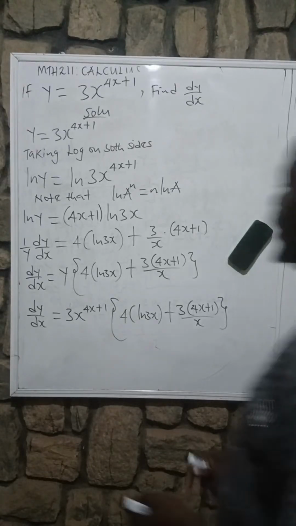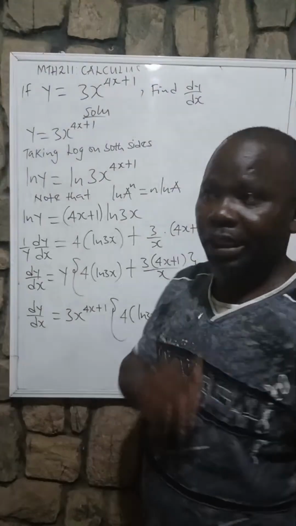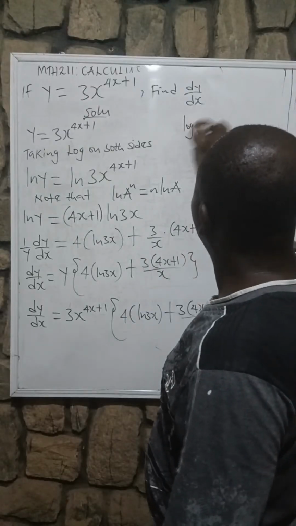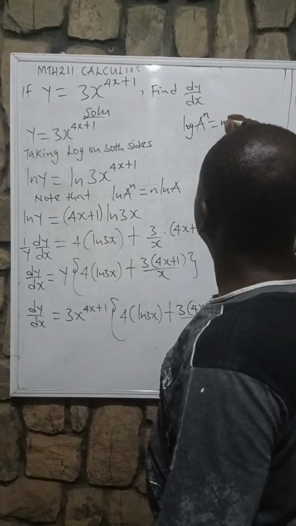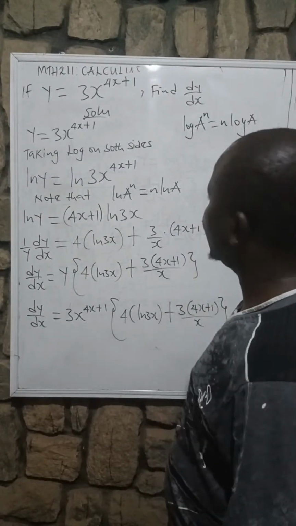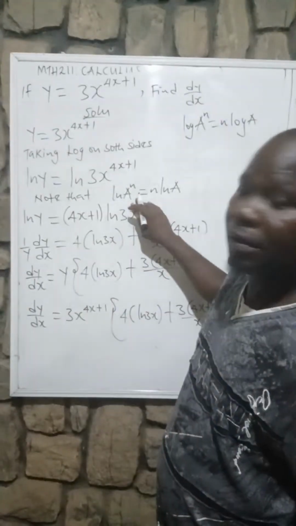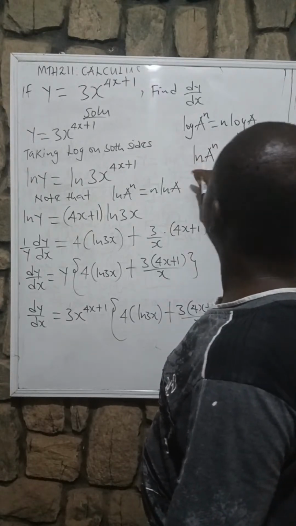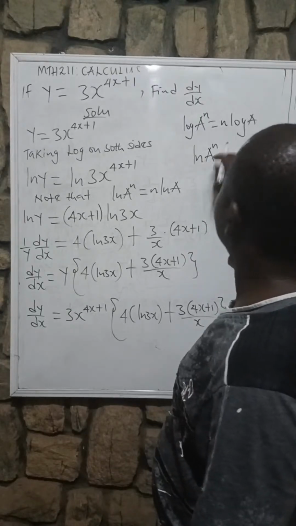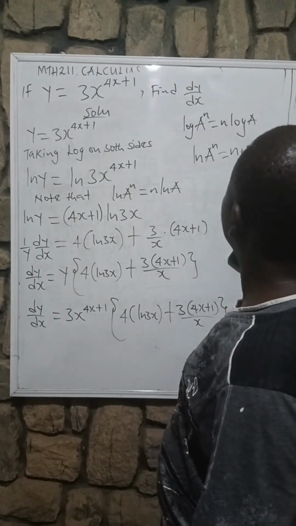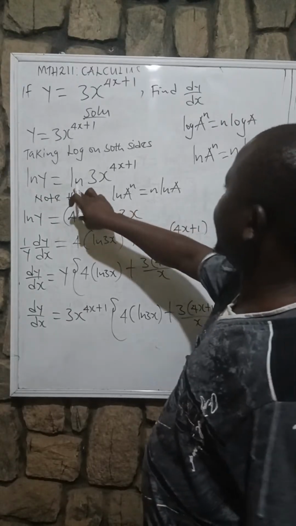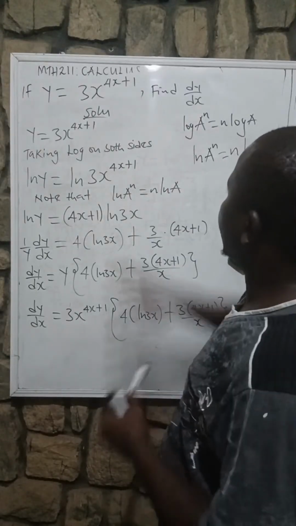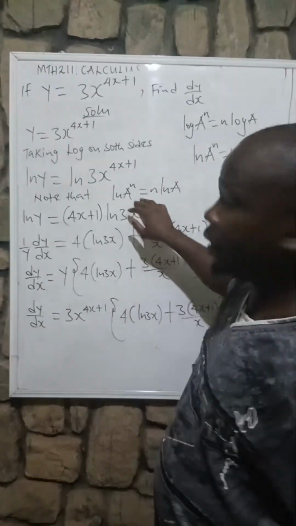Note that in your algebra, you were taught that if you have log a raised to the power of n, this is the same as n log a, true or false? But here, as long as calculus is concerned, we are using ln. So if we have anything of this kind, we can rewrite it in this form: n ln a. Look at it here: ln of 3x raised to the power of 4x plus 1. True or false? So we now introduce this law 3, right?